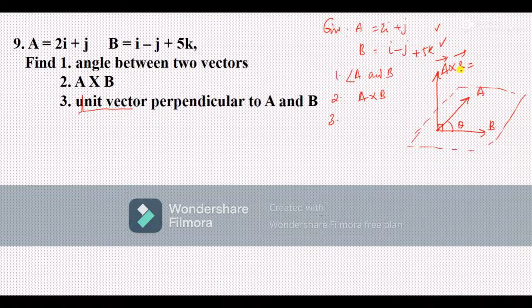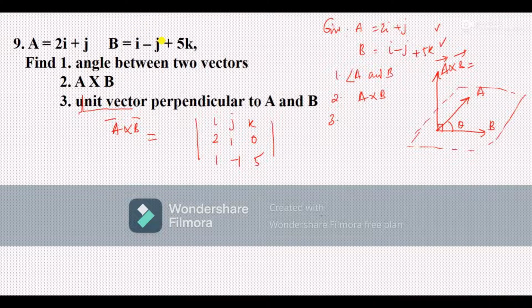As you saw in the previous videos, the direction of A cross B is according to the right hand thumb rule. So the unit vector which is moving out of these two vectors A and B is perpendicular to these two vectors. So we will write it in matrix determinant format to find the value of the cross product.